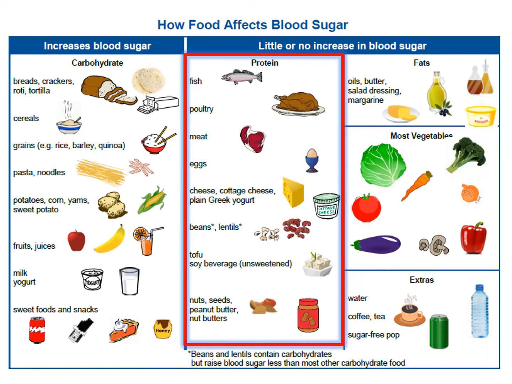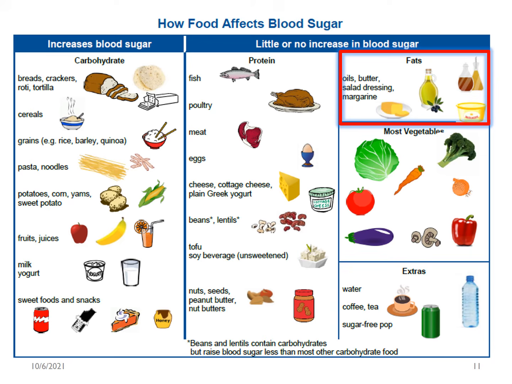First, let's look at protein. Protein foods break down into only small amounts of glucose. When you include protein foods with your carbohydrates, it helps to slow down how fast the glucose is absorbed. So we sometimes say that it helps to stabilize your blood sugars.